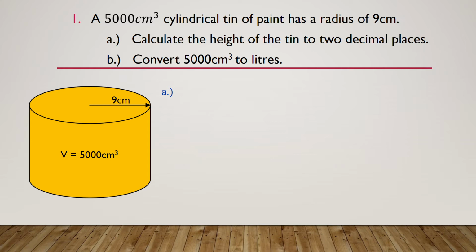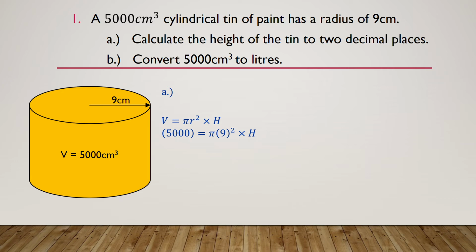Alright, so how do I calculate the height of this tin? Well, they've given me volume. So if they've given me volume, then I need to use my volume formula, because my volume formula has radius and height in it. So this is it here, pi r squared times height. I've got my volume, I've got my radius. Pi is a number, it's not a symbol. So pi is 3,14. The only unknown that I don't have is height, so I can work it out. Alright, so volume 5,000, radius 9, I can substitute those in.